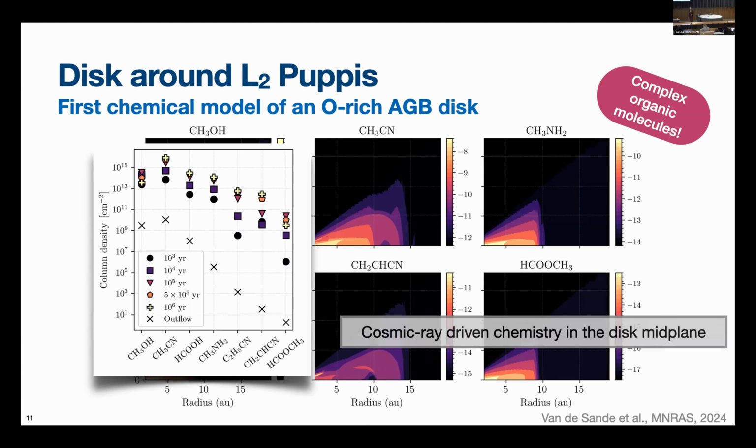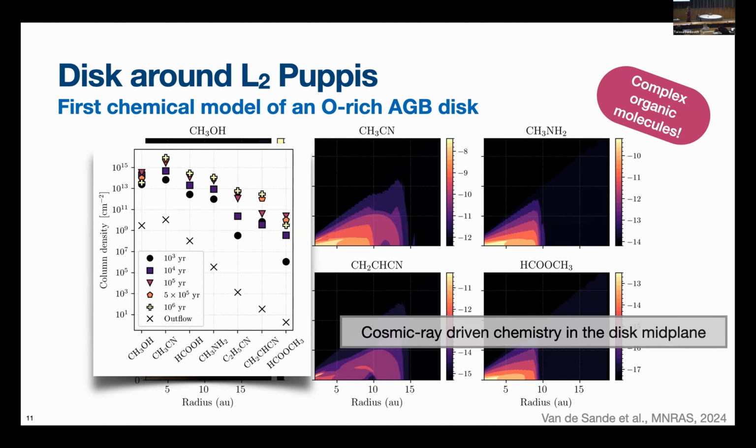And these complex organic molecules are formed via cosmic ray-induced chemistry in the disk midplane. The midplane is well shielded against UV photons from the interstellar radiation field, but cosmic rays can still wiggle their way through, reach the inner disk, the inner midplane, and break up carbon monoxide, liberating carbon, which then goes on a journey to become a complex organic molecule, for example.